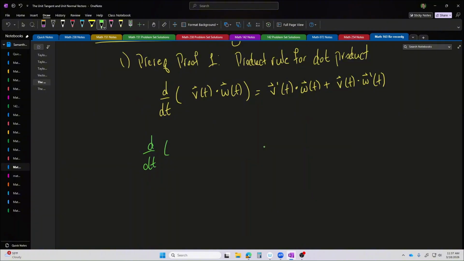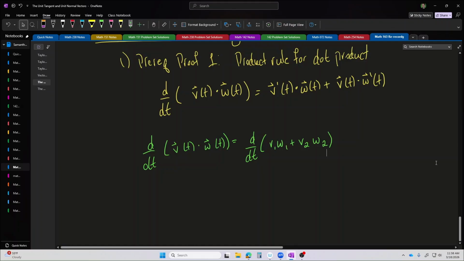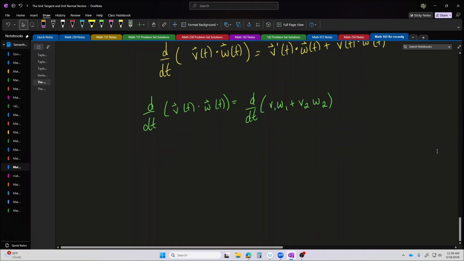To prove that that dot product property is true, let me start on the left side of this equation and calculate what I would get by taking the derivative of v of t dotted with w of t. Just using the dot product formula, this would be the derivative of v1w1 plus v2w2. And now that I have written out that dot product using the dot product formula, I can apply the Calc 1 rules for scalar valued functions to this expression.